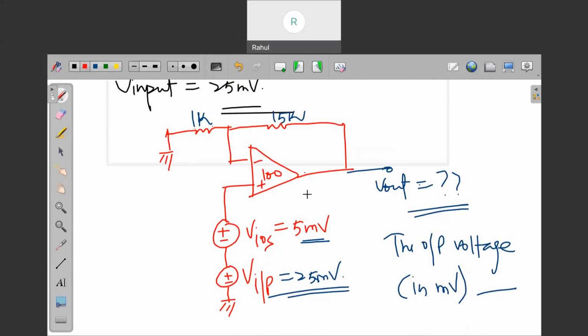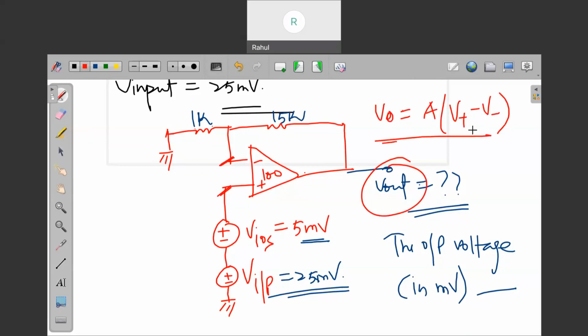So please do not apply any virtual short kind of concept, because these two nodes will not be at the same potential. Keep in mind that you can solve this question with the help of V out equal to A times V plus minus V minus, right? Potential at plus minus potential at minus. As we know, this is the output for any op-amp.